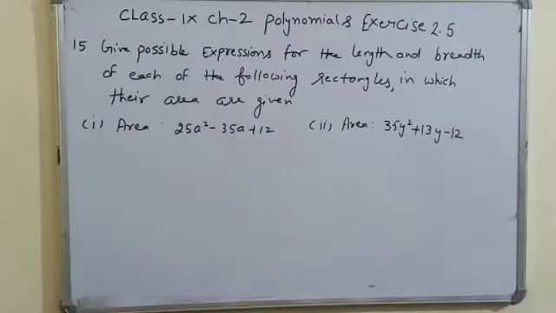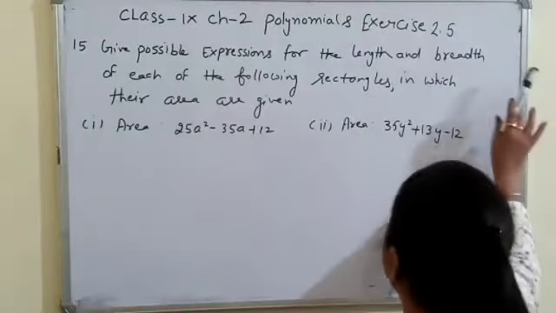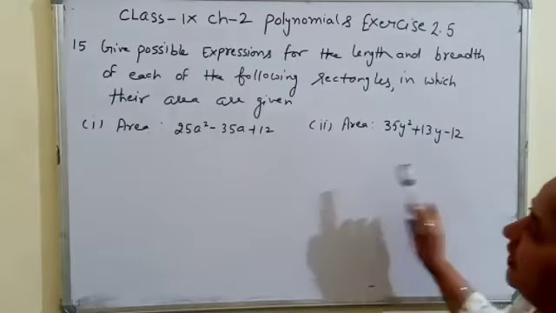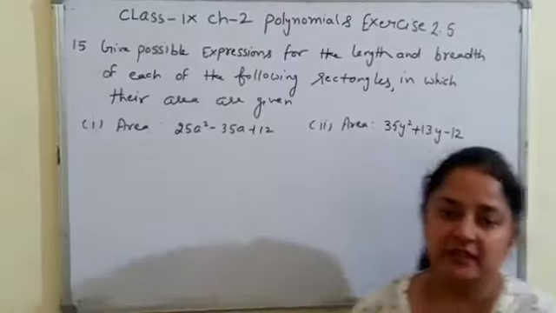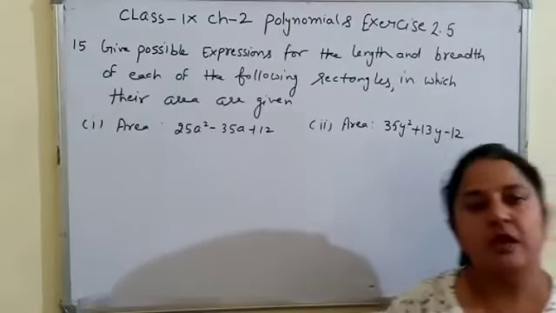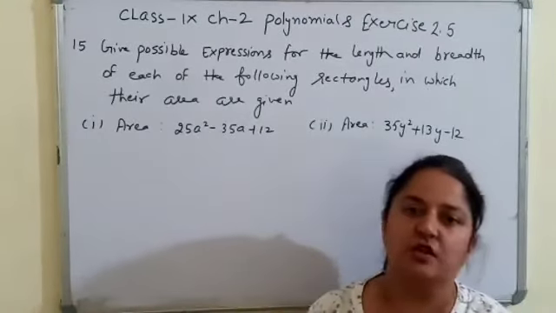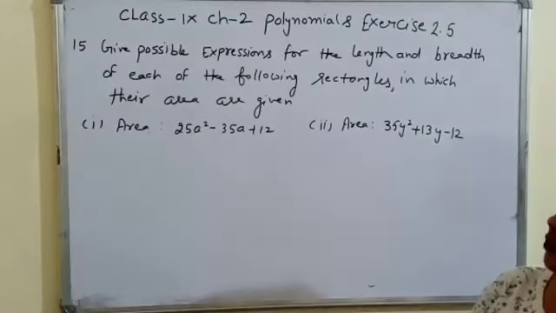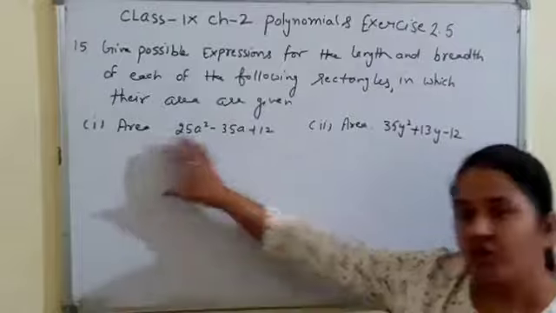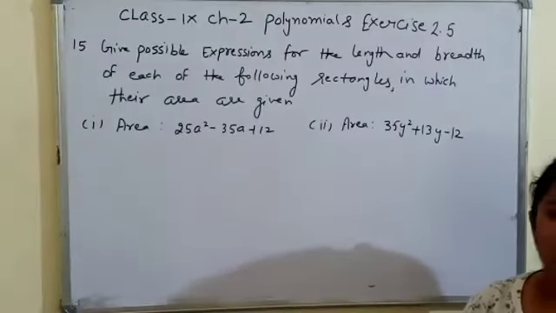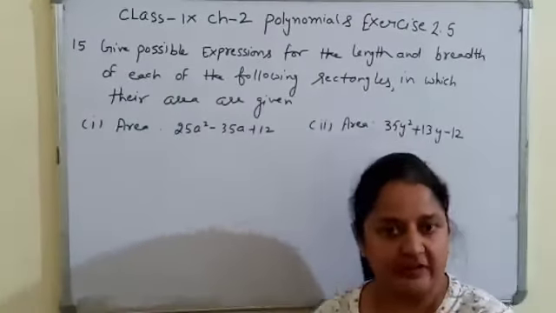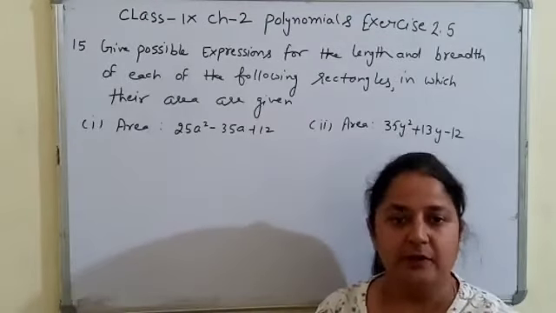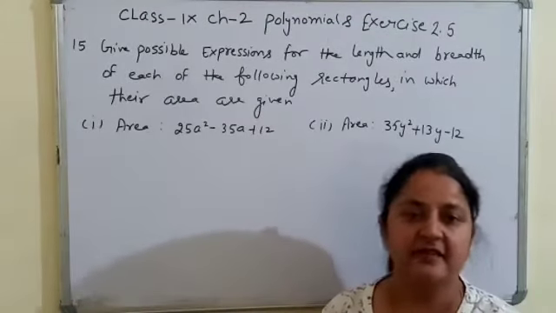Question 15 is, give possible expressions for the length and breadth of each of the following rectangles in which their areas are given. Yes students, in exercise 2.4 we have already done factorization by splitting the middle term. The same we will apply here. We have the area of the rectangle, and we have to find the length and breadth. We have to factorize this quadratic expression by splitting the middle term into two terms. One is the length and the second is the breadth.